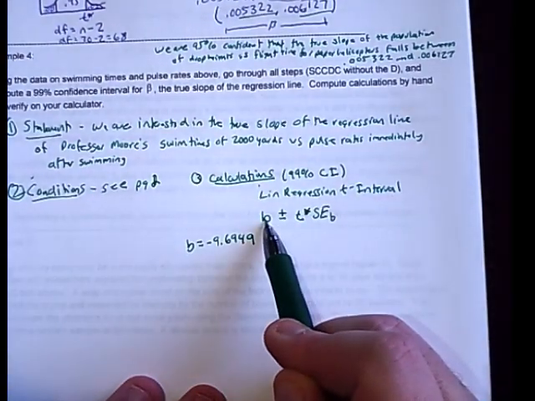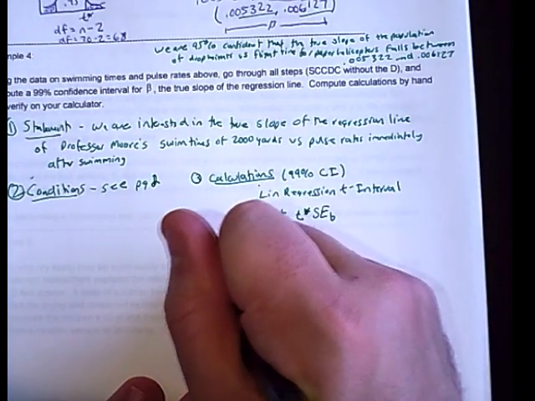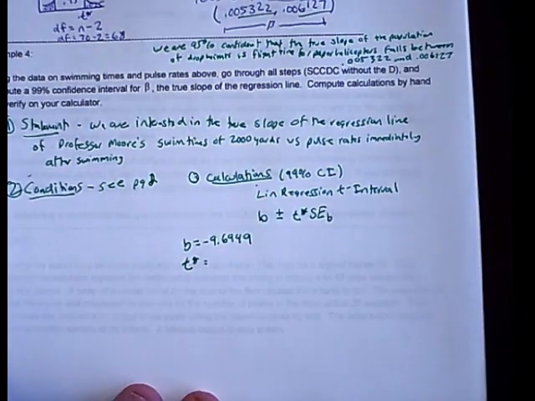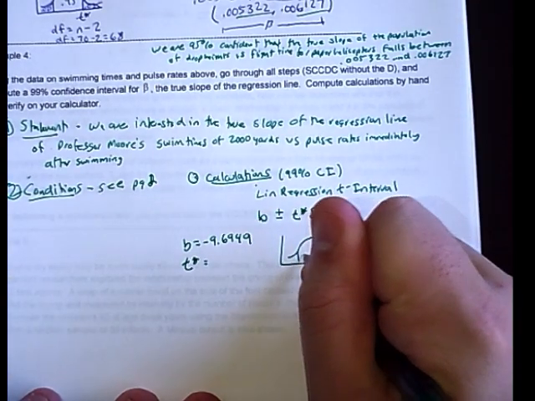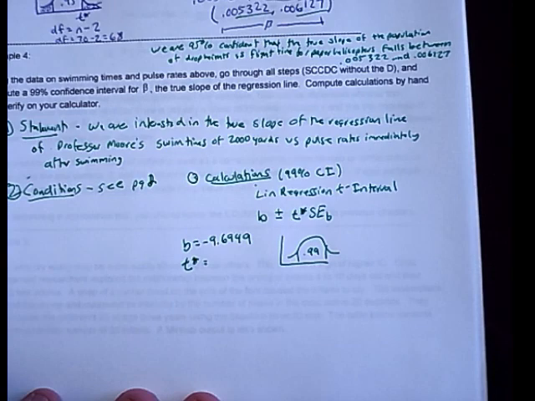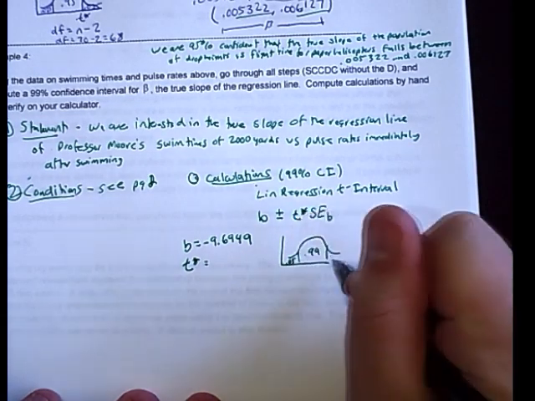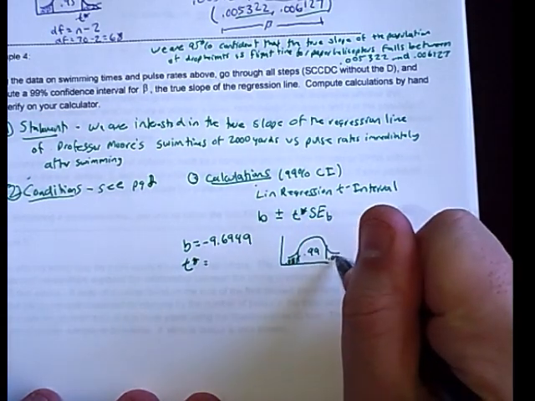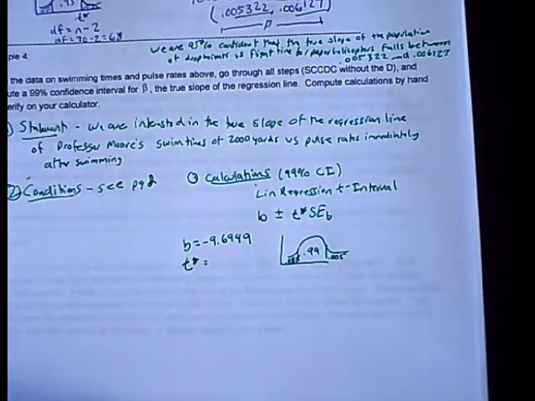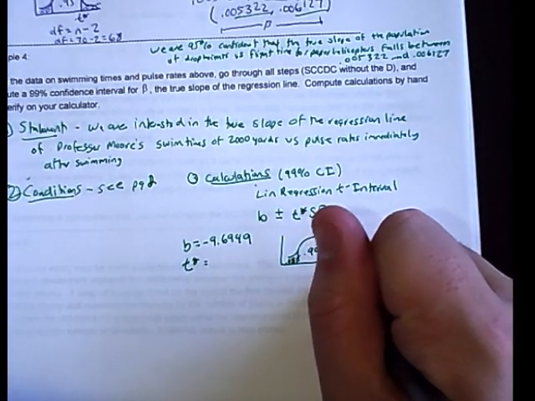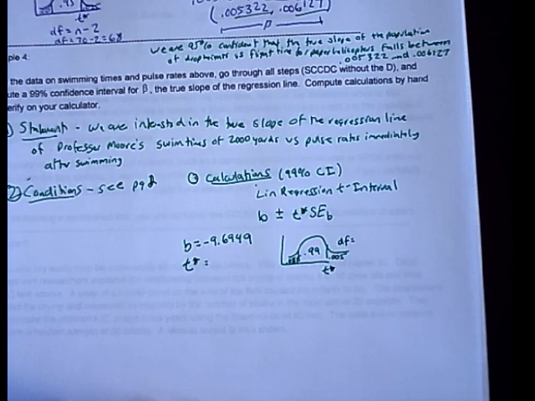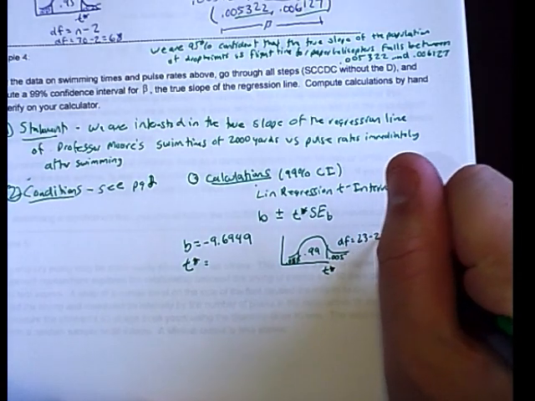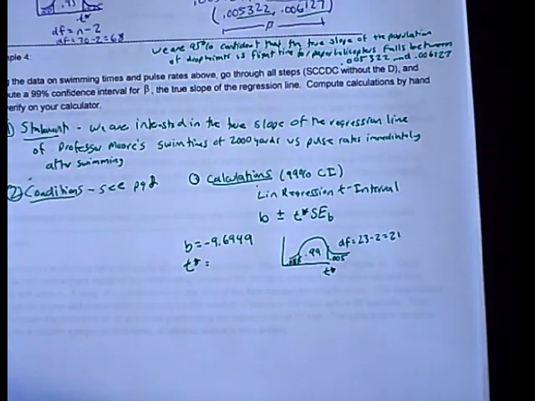So I got that. T star. Now, how am I going to find T star? I need to draw a normal curve. This needs to be 99%. There's 1% left, so a half of 1%, 0.005, is left in each tail. This is where the T star would fall. And how many degrees of freedom? We had 23 data points, so this would be 23 minus 2, or 21 degrees of freedom.